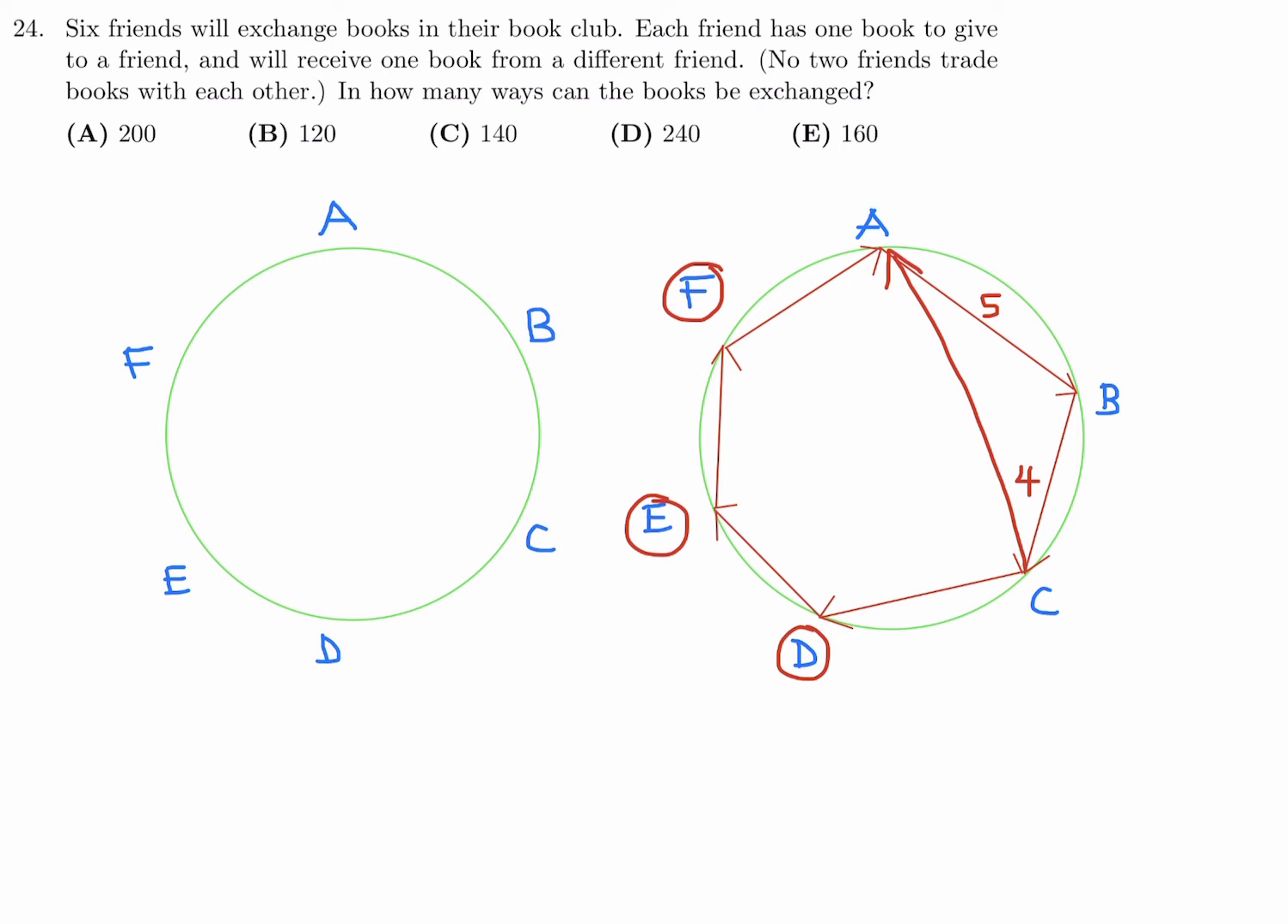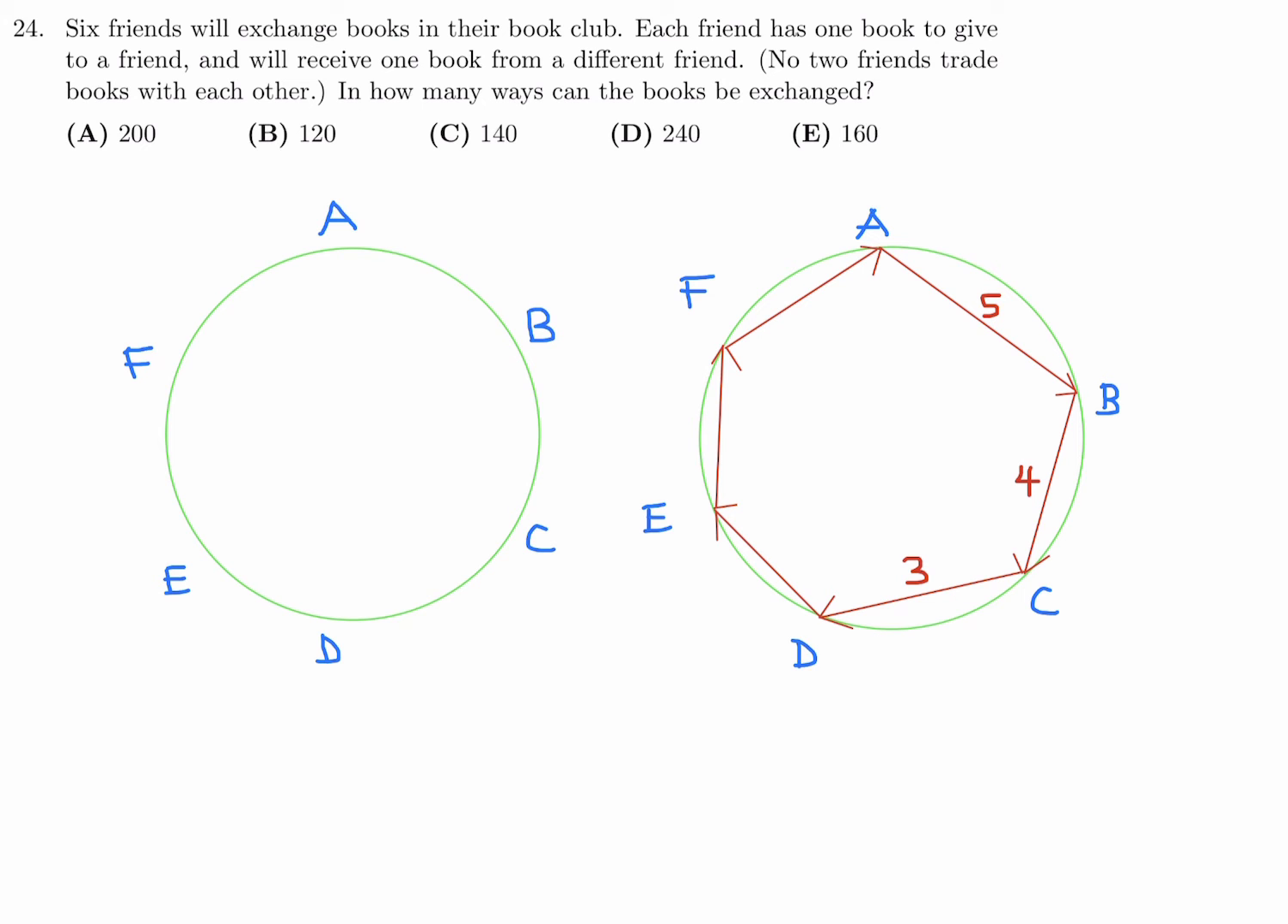Now you say, well, why not? Well, because remember, one of the ways of A giving a book was to C. I didn't draw it in, but that's one possibility. So if A gives a book to C, C cannot give a book to A. Does that make sense? So that means for C, it's just 3 possibilities.